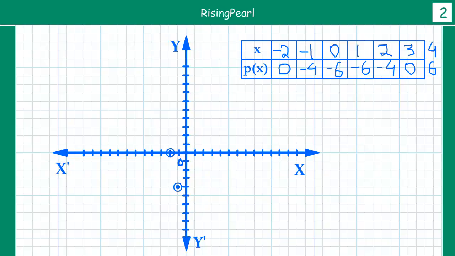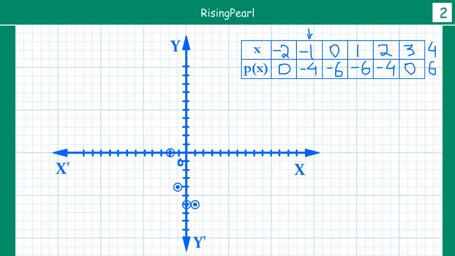Similarly, the next point is x equals minus 1, y is minus 4. So for x, we go 1 unit to the left, and y is minus 4, so we go 4 units down. So 1, 2, 3, 4. So this is the point represented by minus 1, minus 4. Similarly, the next one is x equals 0, y is minus 6. This point is on the y-axis, 6 units below the origin.